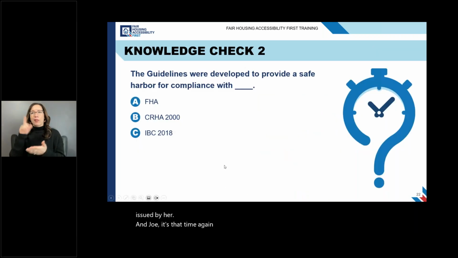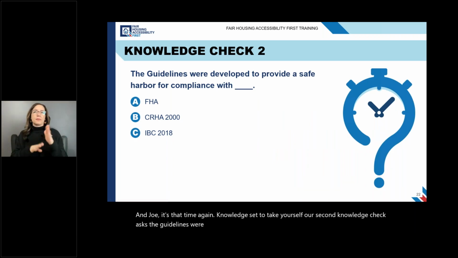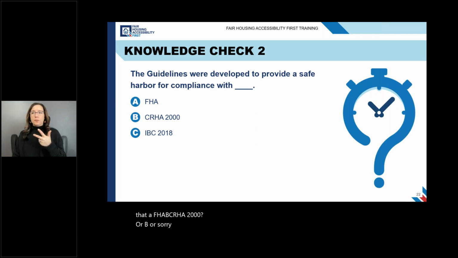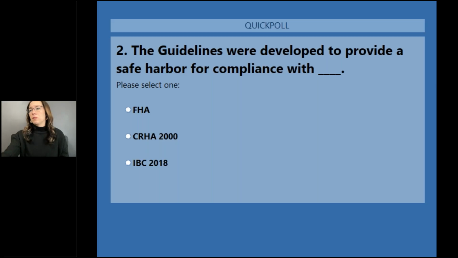Joe, it's that time again. Knowledge check 2. Thank you, Crystal. Our second knowledge check asks, the guidelines were developed to provide a safe harbor for compliance with blank. Is that A, FHA, B, CRHA 2000, or C, IBC 2018?